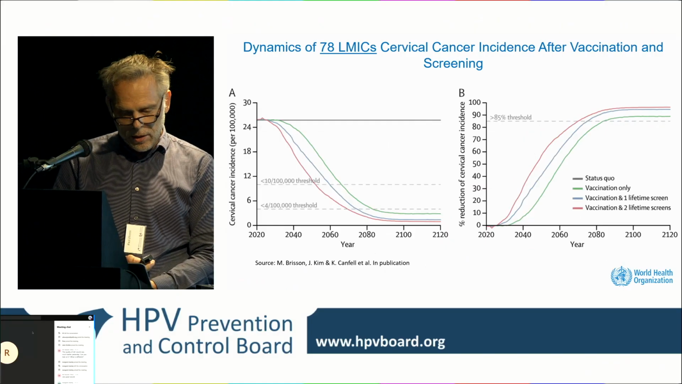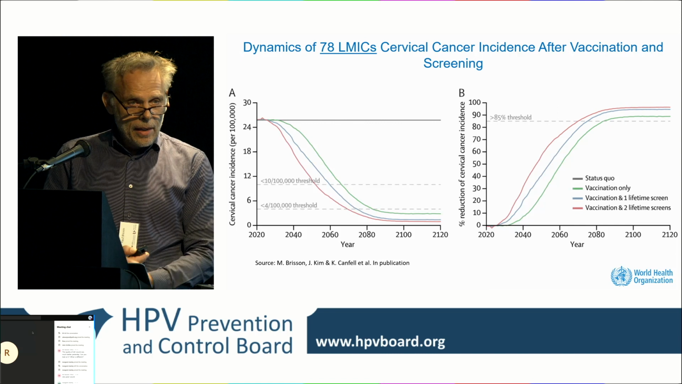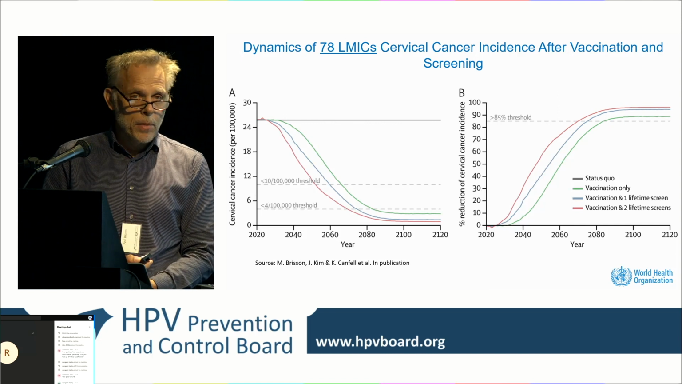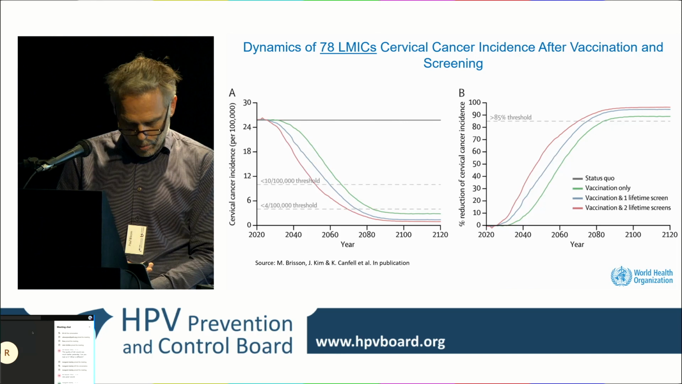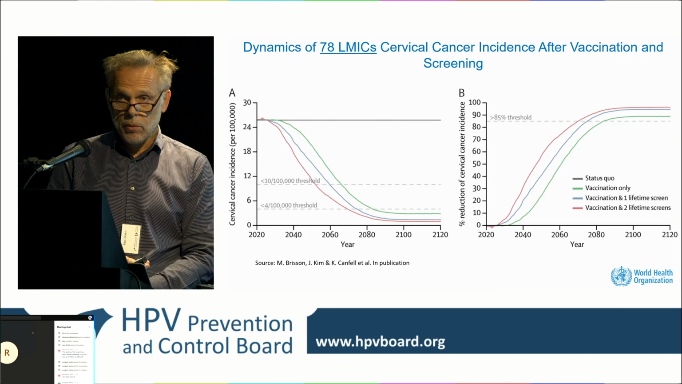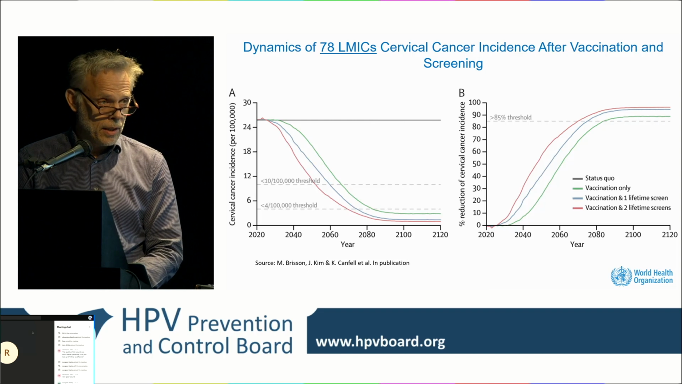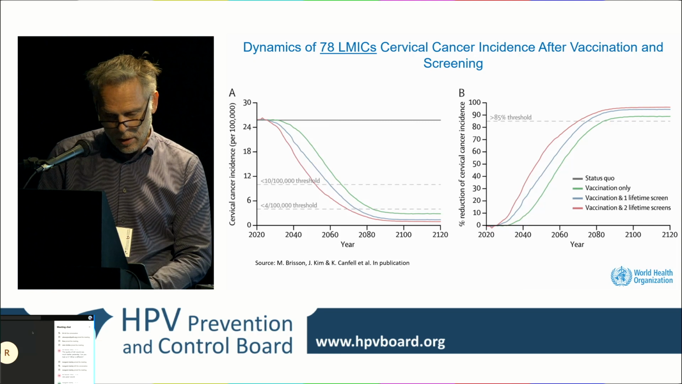So you can clearly see, between the green vaccination only, the blue 1 lifetime screen and the red 2 lifetime screens, that the difference between the green and the red line is the millions of lives saved that can be reached by adding screening programs in many countries. And here when we say screening, we mean no pap smear, high-tech HPV DNA screening. That's what will be needed to attain this.